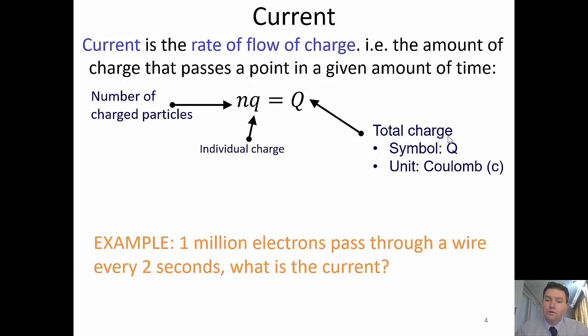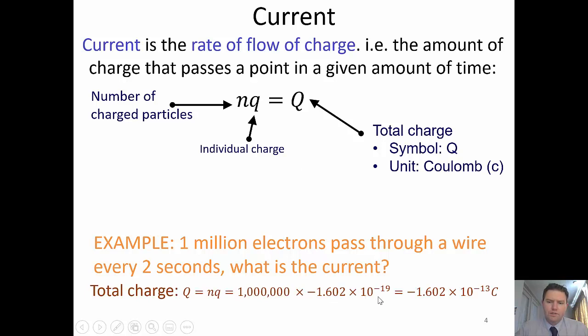So example, we have 1 million electrons passing in a wire. How much charge is there? Well, there's 1 million, so that's the N, the baby n. And what's the charge on a single electron? Well, it's 1.602 times 10 to the minus 19, and this gives us the total amount of charge. That's not the current, but that's the total amount of coulombs of charge going past a point.